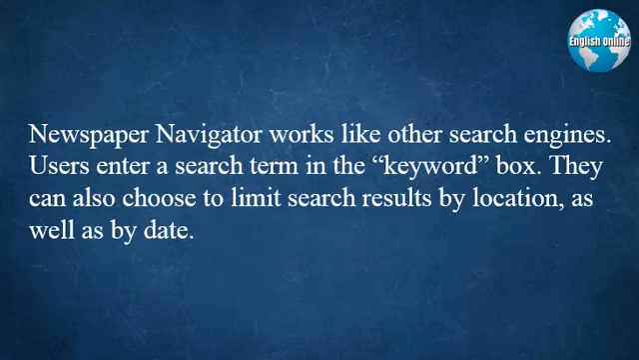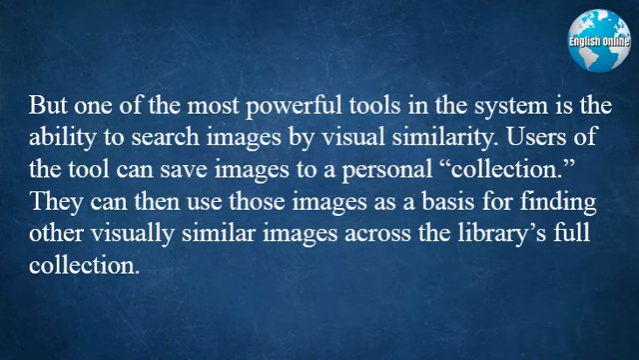Newspaper Navigator works like other search engines. Users enter a search term in the keyword box. They can also choose to limit search results by location as well as by date. But one of the most powerful tools in the system is the ability to search images by visual similarity. Users of the tool can save images to a personal collection. They can then use those images as a basis for finding other visually similar images across the library's full collection.